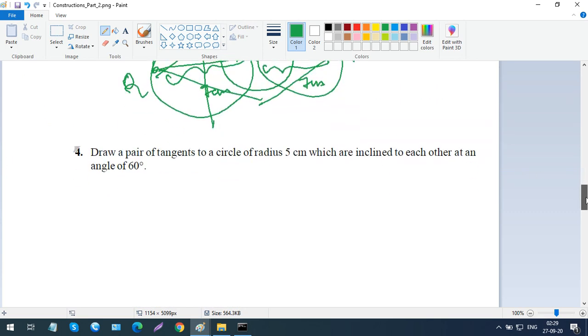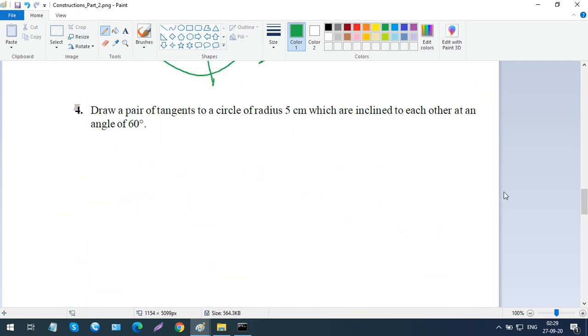Now come down to question number 4. This is a different kind of a question. Here they are saying draw a pair of tangents to a circle of radius 5 centimeter.